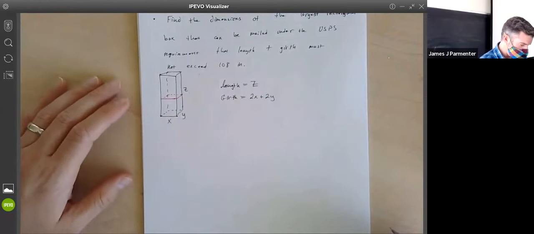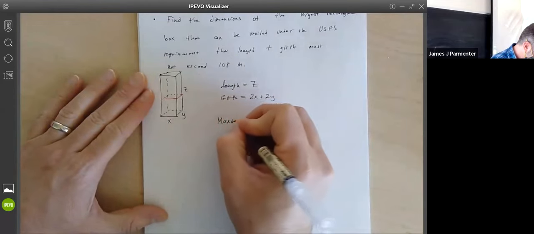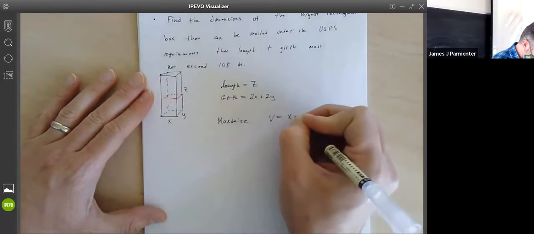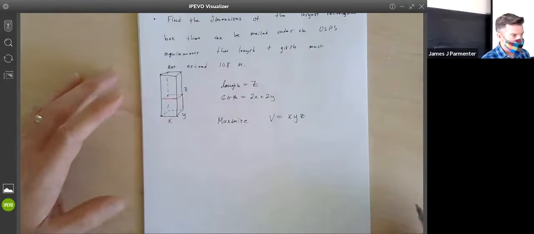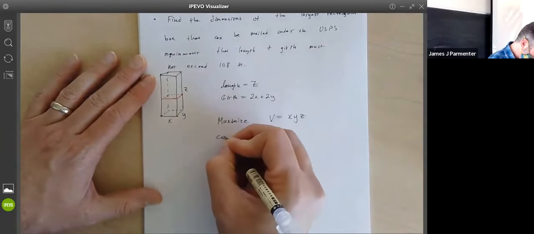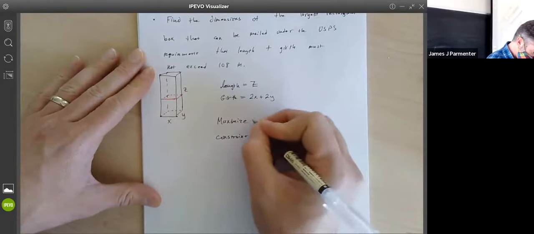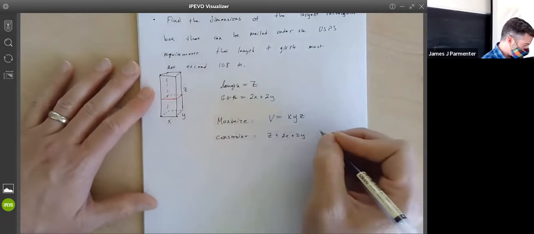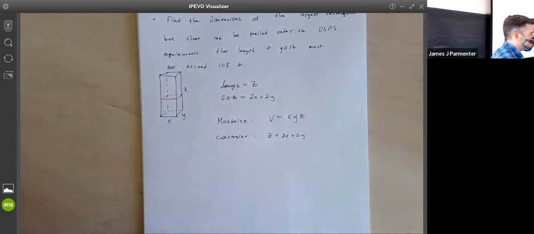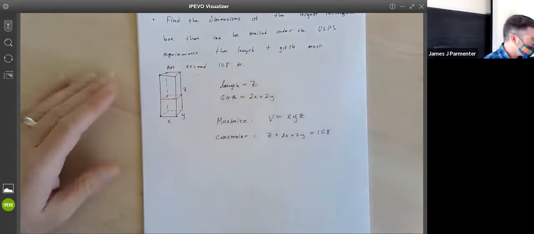So we want to maximize volume equal to x times y times z. But we have a constraint. Our constraint is that the length plus the girth should not exceed 108 inches. And I'm not going to write less than or equal to 108. If I'm trying to make the box as big as possible, I'm going to use all of the length and girth I can. So I'm going to go all the way up to 108 inches.